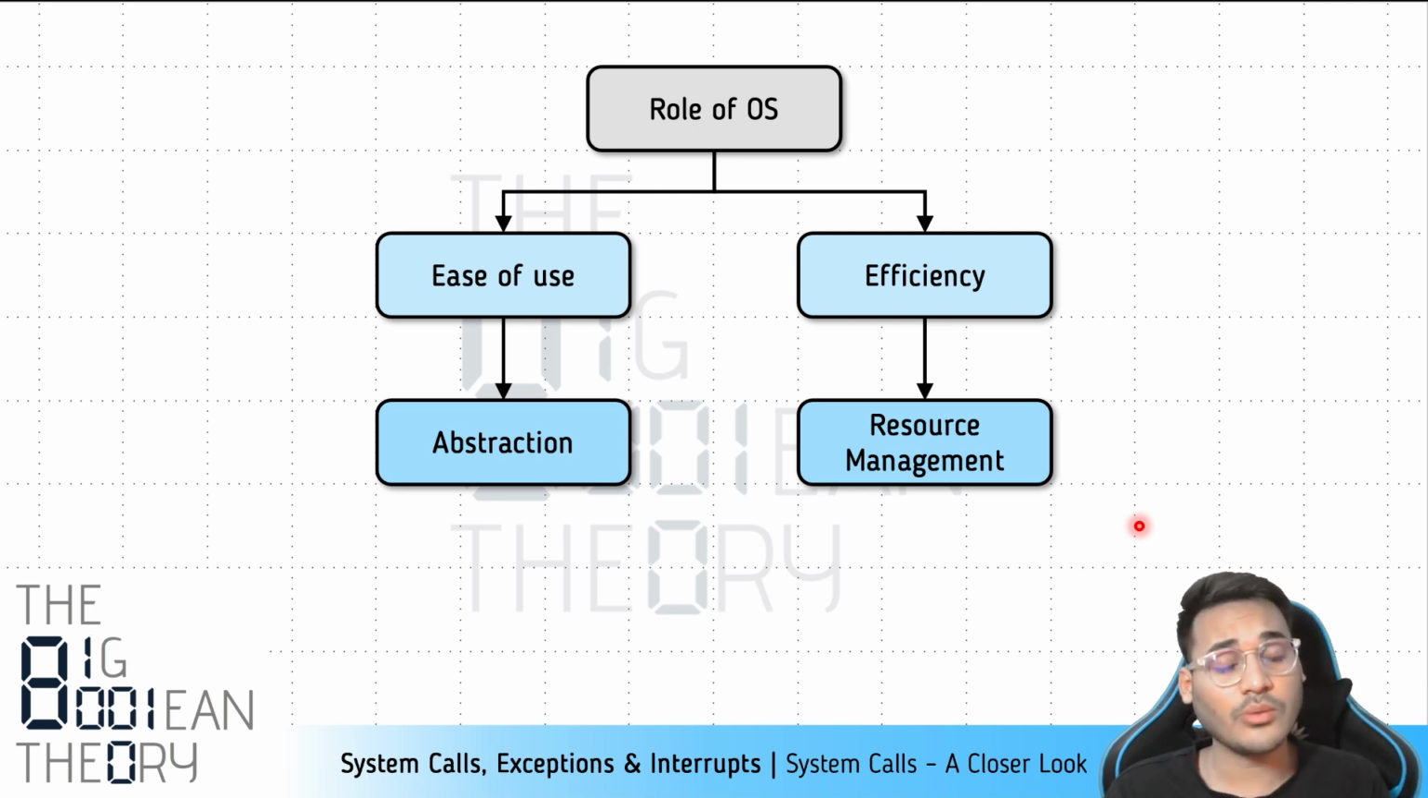And to make the computer hardware easy to use, the idea that the operating system follows is to come up with abstractions, right? And in order to ensure efficiency, it does careful resource management. So when we talk about system calls, we are more concerned about the first responsibility, that is making the system easy to use via the concept of abstractions. So let us see how.